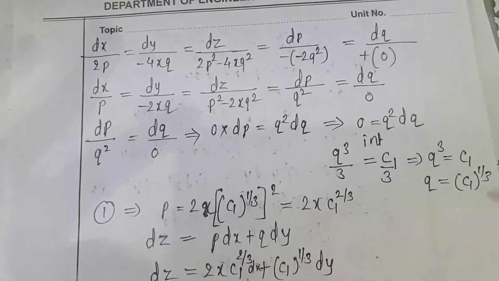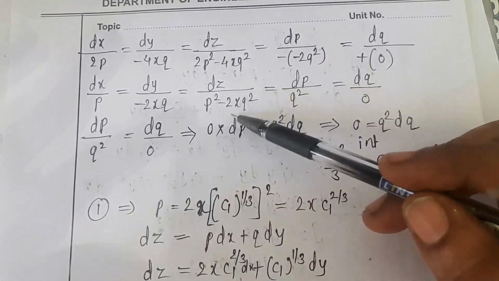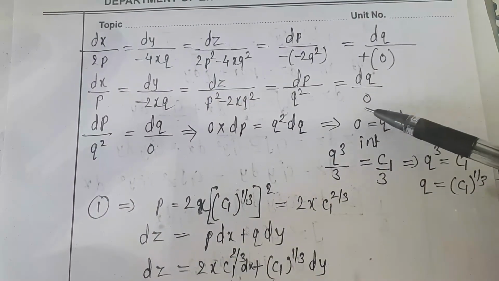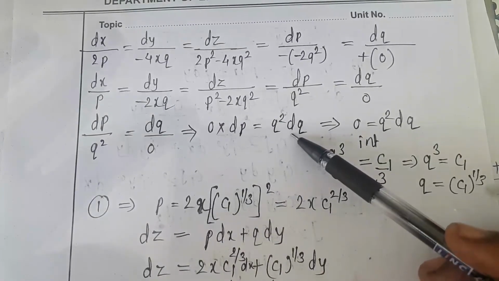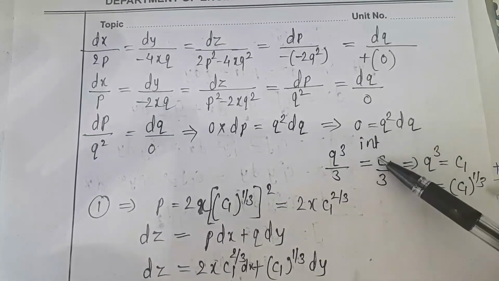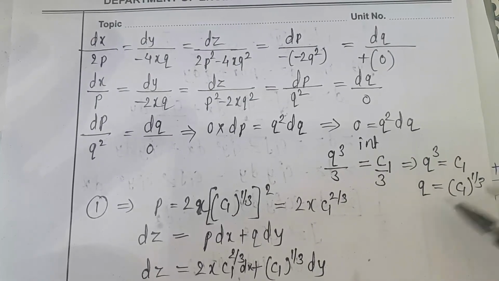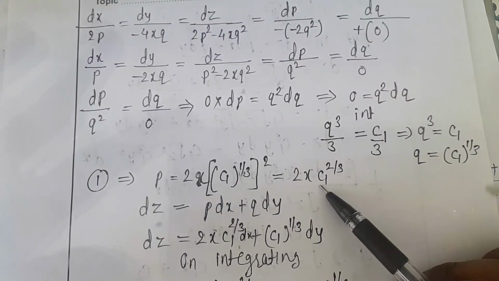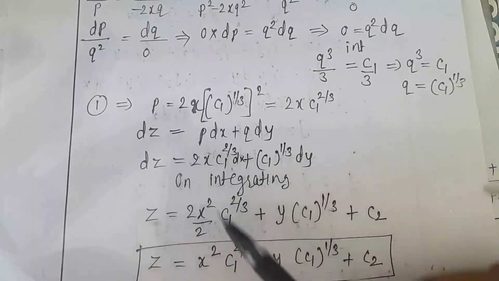dx/p = dy/(−2xq) = dz/(p² − 2xq²) = dp/q² = dq/0. So I have considered the last two ratios, which gives 0 = q² dq. On integrating we get q³/3 = c1/3. So q = c1^(1/3). Now substituting this q value in the first equation to get the value of p.